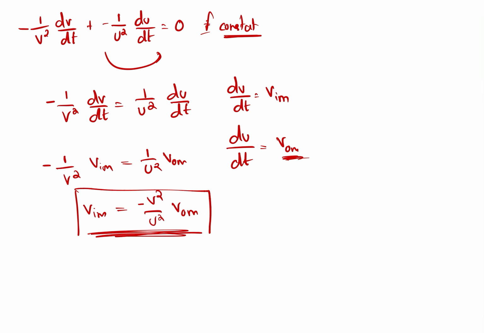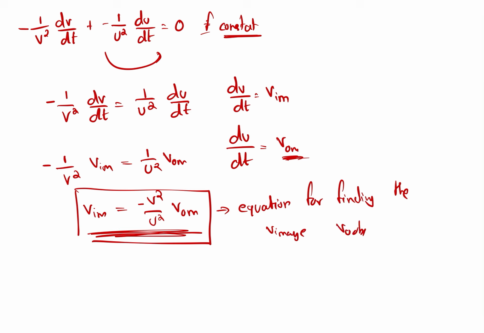So this is the equation for finding the relation between the velocity of image and the velocity of object in case of a spherical mirror.